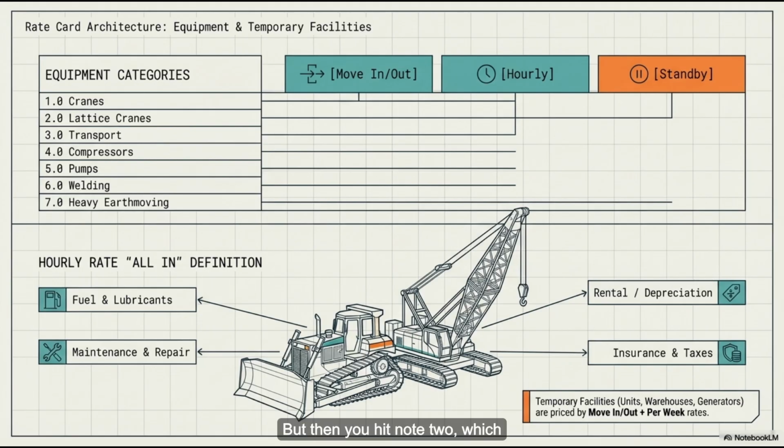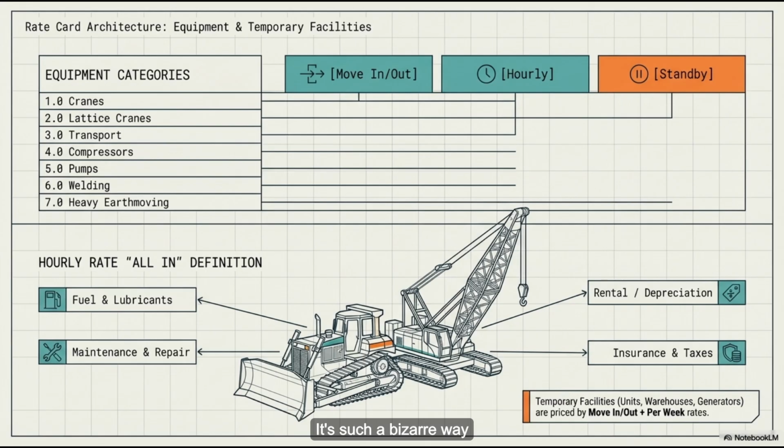Exactly. But then you hit note 2, which explicitly states, quote, "The rates shall be exclusive of time rates for drivers and/or operators," with exclamation points, essentially. Right. So why would a contract go out of its way to unbundle the massive machine from the human required to operate it?